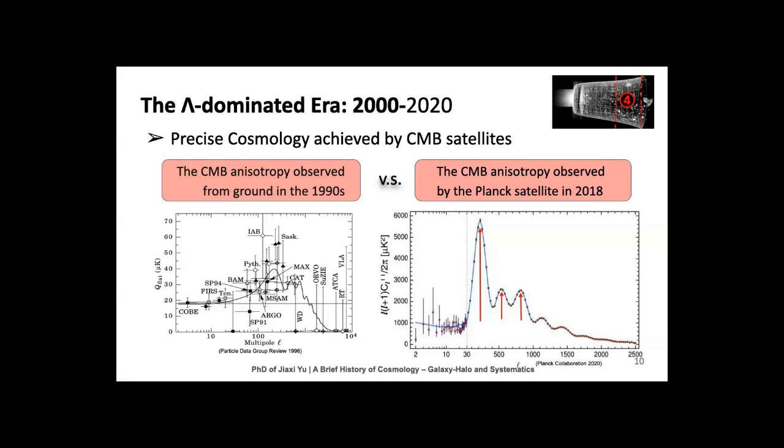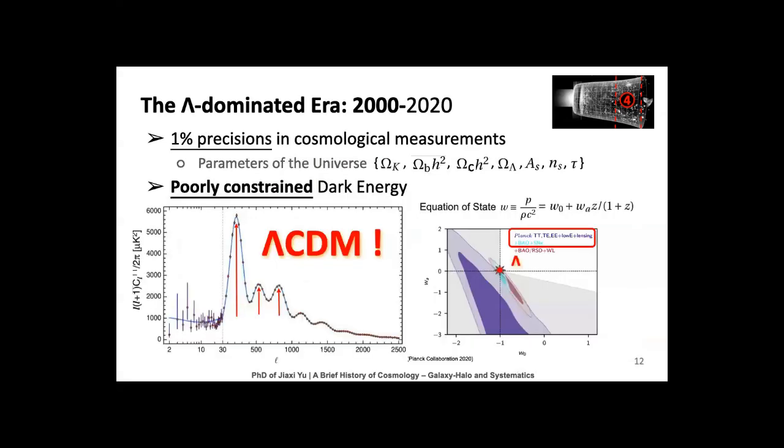And nowadays, we have satellite data. This measurement is from Planck in 2018, where you have very tiny data points with very small errors, and you don't have much freedom in terms of your model parameters. So you get to better than 1% precision for all these parameters from just the CMB observation. And that basically tells you we are in the lambda CDM type of cosmology.